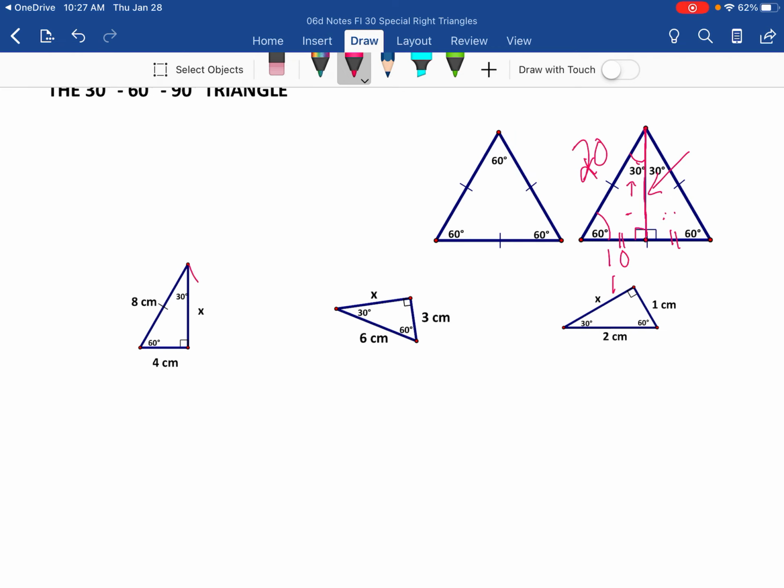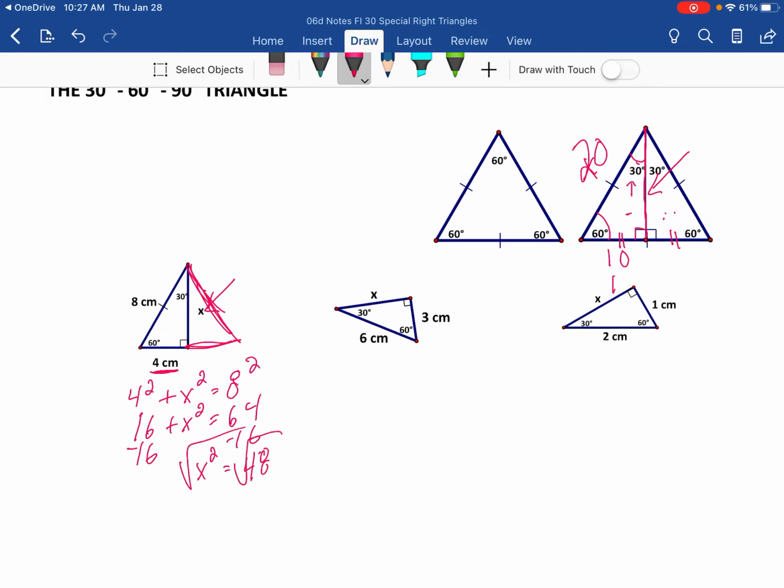I'm going to start off with my first guy right here, my 30, 60, 90. So remember, if this side is 8, of course this side is going to be 4, so we can use Pythagorean theorem to find my last side. So this is going to be 4 squared plus x squared is equal to 8 squared. 16 plus x squared is equal to 64. I subtract 16. X squared is equal to 48. I take my square root.